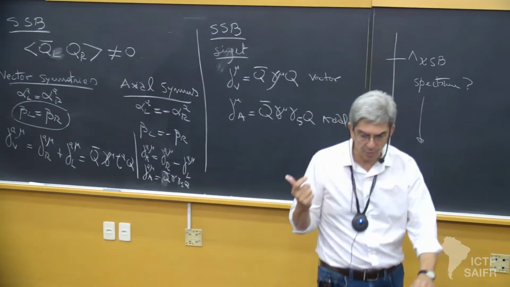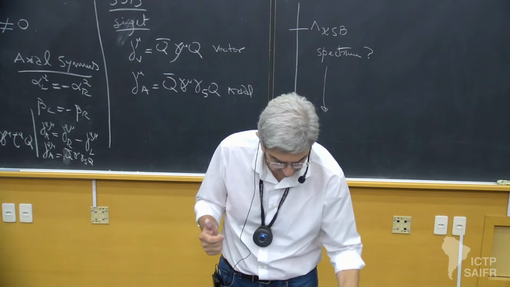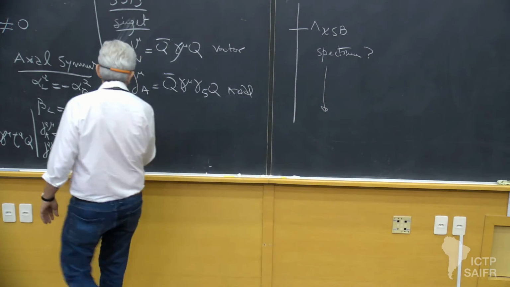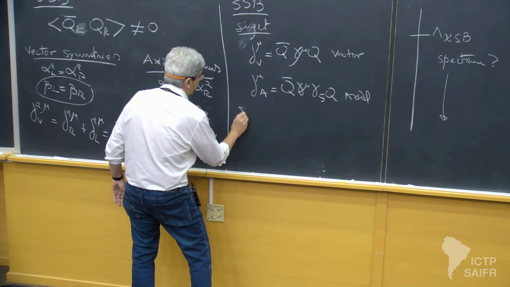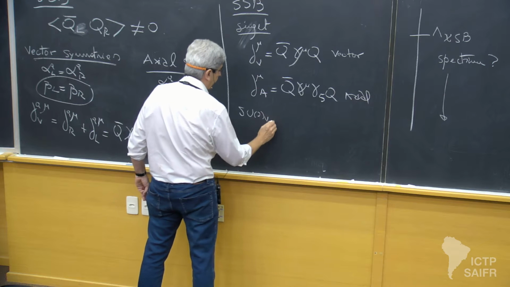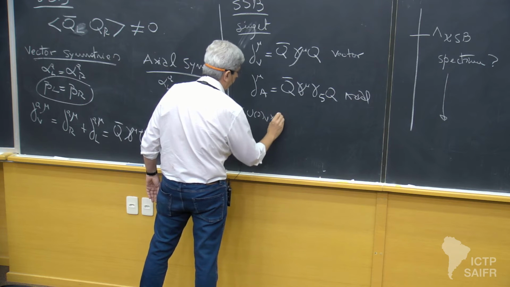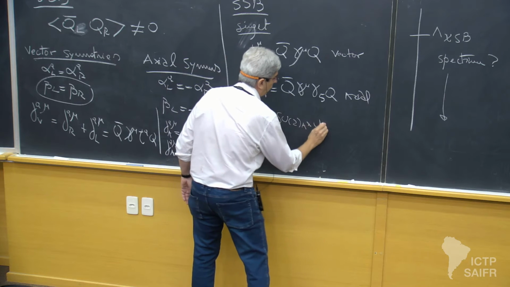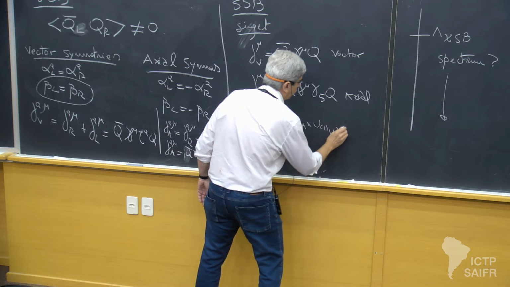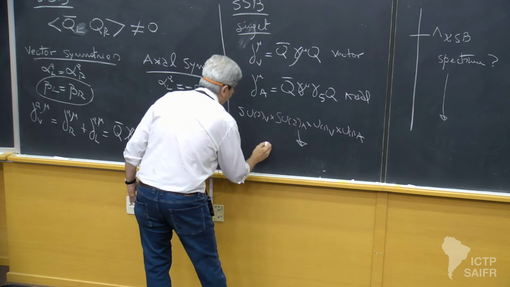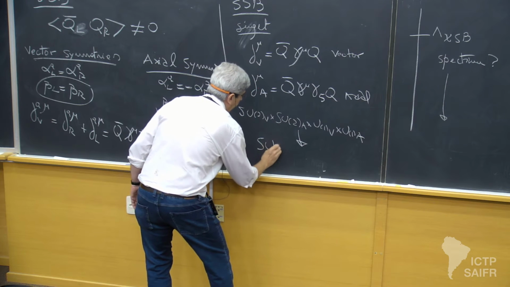So how do I describe this? The breaking now is SU2 vector cross SU2 axial cross U1 vector cross U1 axial. It should break now essentially to the vector symmetries.